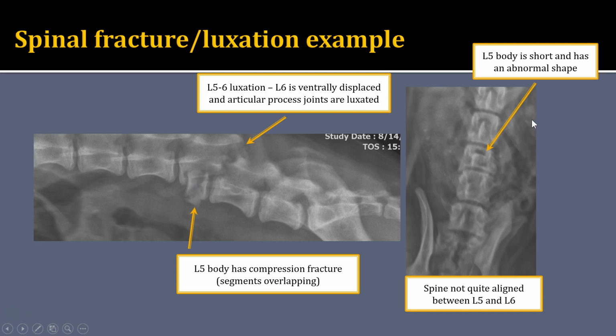They did obtain an orthogonal view on this patient, and on the orthogonal view, a lot of the trauma is not identified. Notice the alignment doesn't seem to be all that off, but what I do notice is that this L5 vertebra is much shorter than L4 and L6. And so at least on this part, it looks like there's a compression fracture, which then we can get a little bit more information from our lateral view.